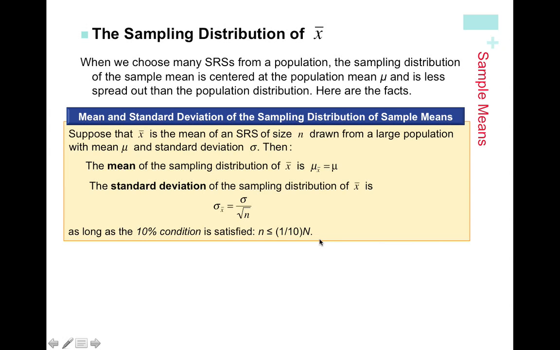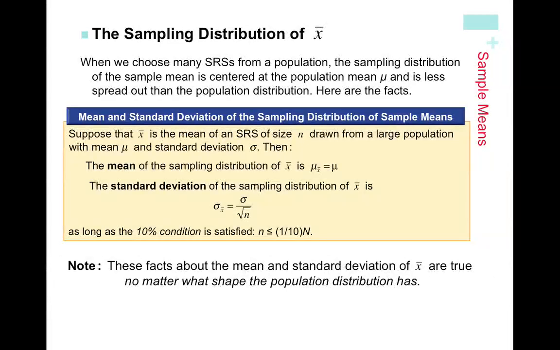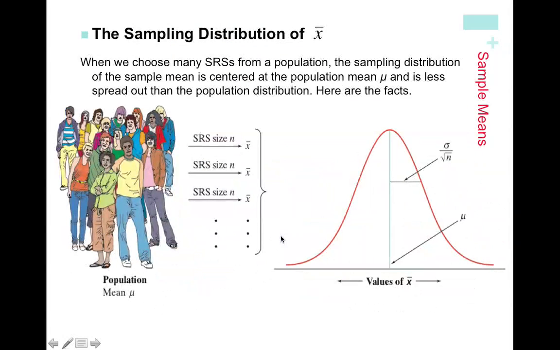We did have some rules, though, for the shape. These rules are true no matter what the shape is. Again, that standard deviation might not be accurate if that condition's not met, but those are still the mean and standard deviation.